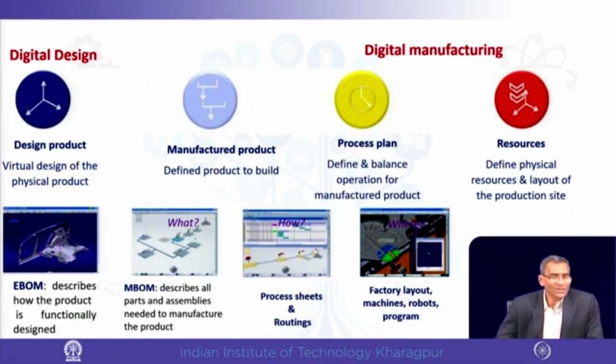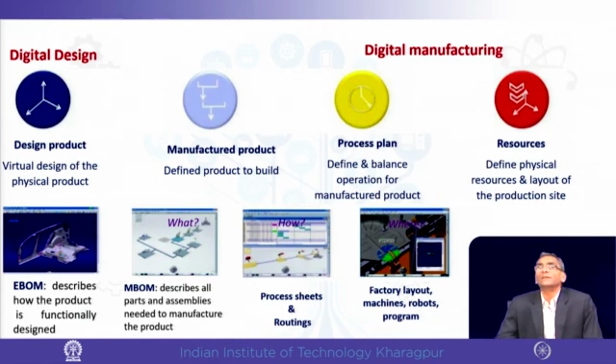Design product, that is virtual design of the physical product, manufactured product, defined product to build. Process planning, how the steps will be broken into different process steps, whether it will be first turned and then milled, then railed, then polished, then heat treated, and then finished, polished, etc. Whatever the stages are. Maybe it will start with the casting process or forging process. Whatever the processes are, that will be the process plan.